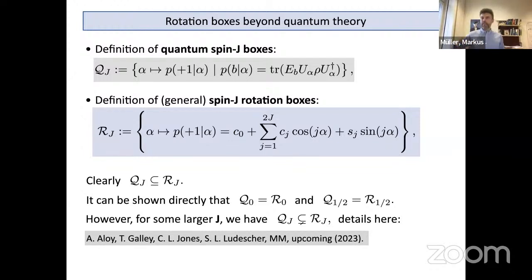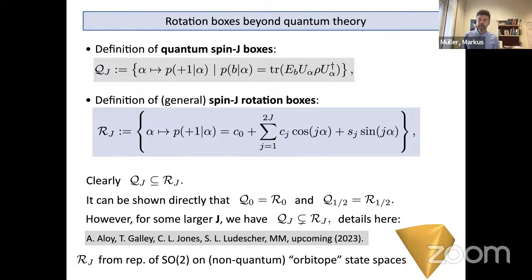I just claim it should be a trigonometric polynomial. Shouldn't I think of this as some kind of representation theory? Somehow my rotations of space and time act on some state space. And it turns out, yes, you can also understand it in that way. So your quantum boxes come from representations of the rotation on the space of density matrices.